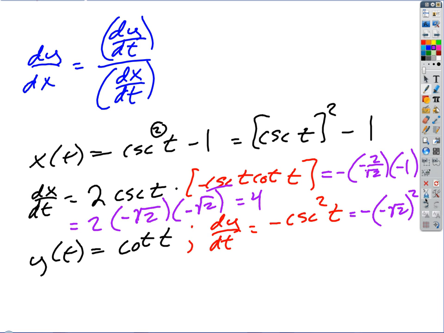Squared. Is it a negative? Is that right? Yep. So it's negative 2. So we get negative 2.